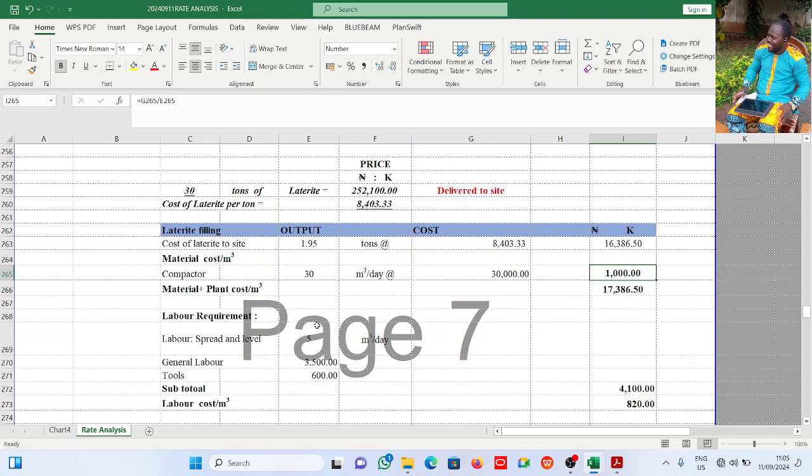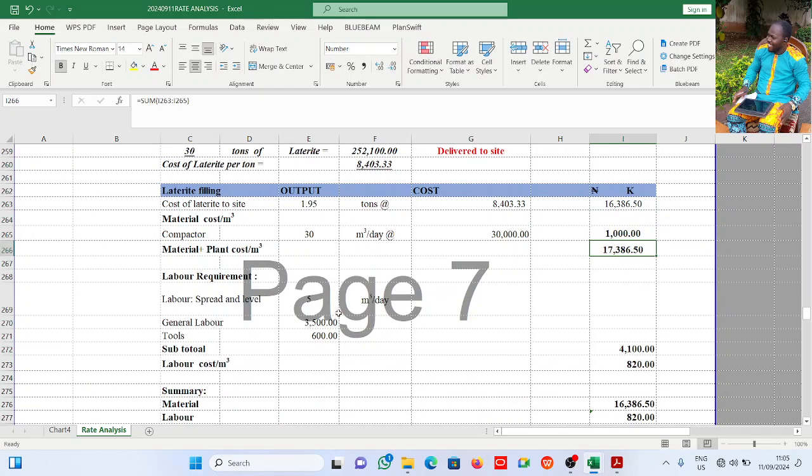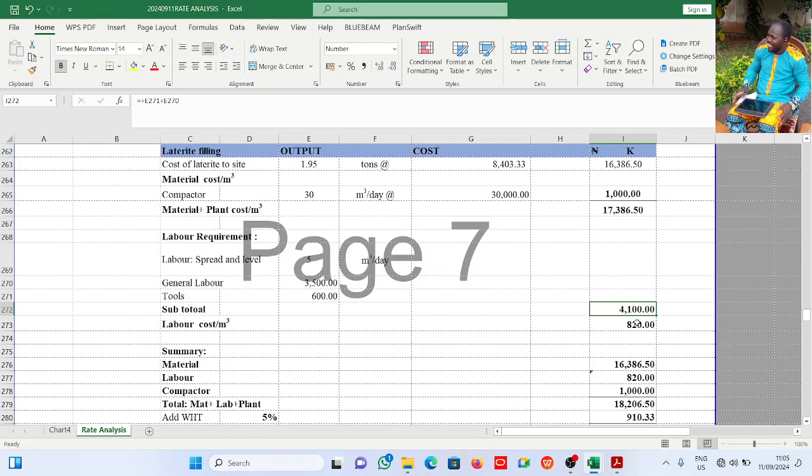All right, so this is the material component, and the labor component to spread and to level is 5 cubic meters in a day. So we have general labor to do that work, then we have the tools also. That gives me this. All right, this is for 1 cubic meter.